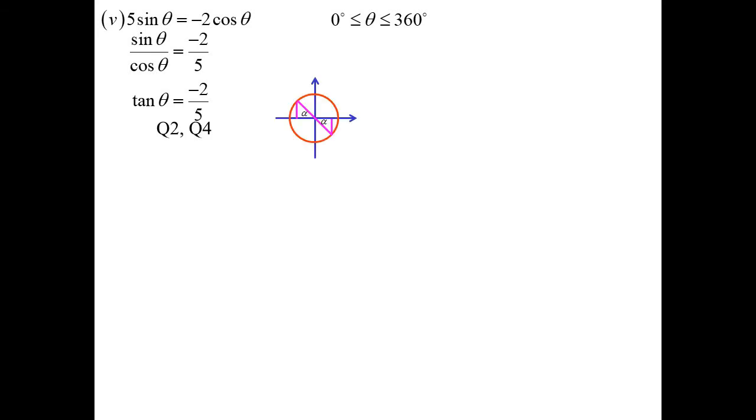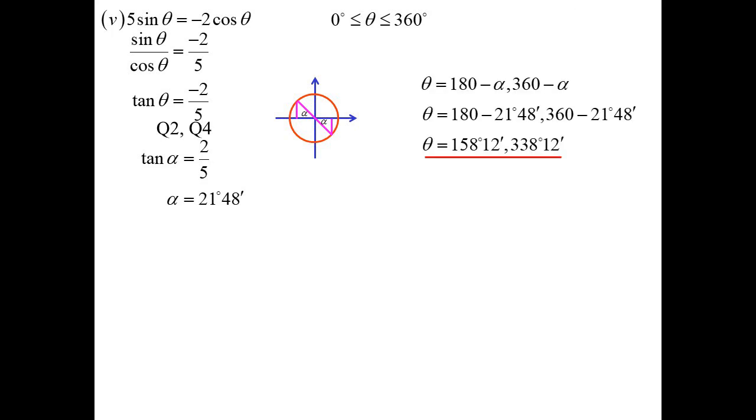We're in the second and the fourth quadrants this time. So acute angle, 21.48. So it'll be 180 minus that, 360 minus that. There's our two possible answers.